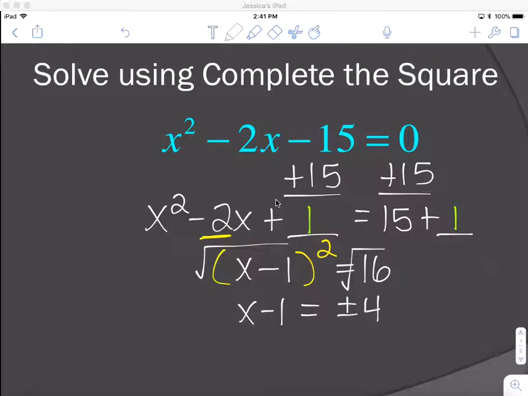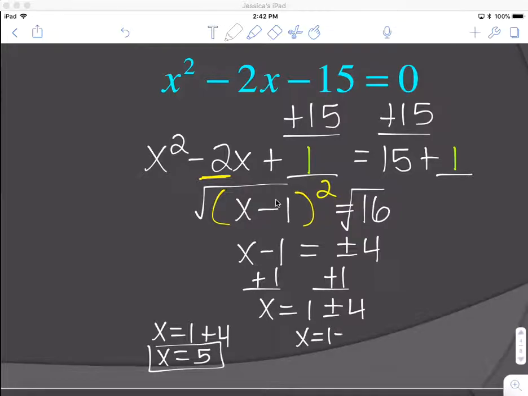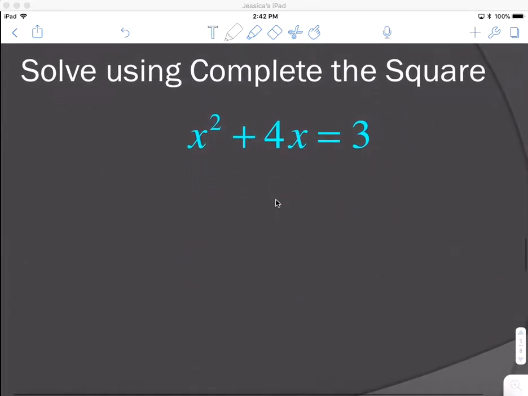My final step is to add 1 on both sides, making this 1 plus or minus 4. So my first answer, 1 plus 4, simplifies to 5. My second answer, 1 minus 4, simplifies to negative 3. If you think you're ready to give it a shot, go ahead and pause the video, try this one on your own, and then we'll check together.